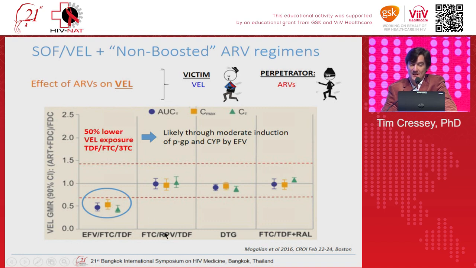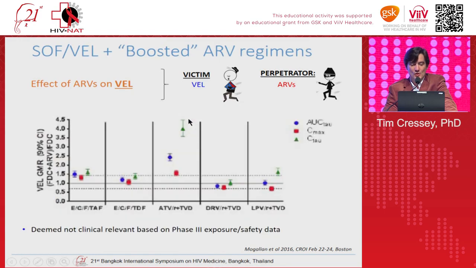While a similar NNRTI like rilpivirine, or an integrase inhibitor, DTG or RAL, had no effect on VEL. So here you see that the most common regimen used for first line at this moment, until dolutegravir, is still efavirenz. It's going to reduce the VEL concentrations by 50%, which is not good for the hepatitis C treatment.